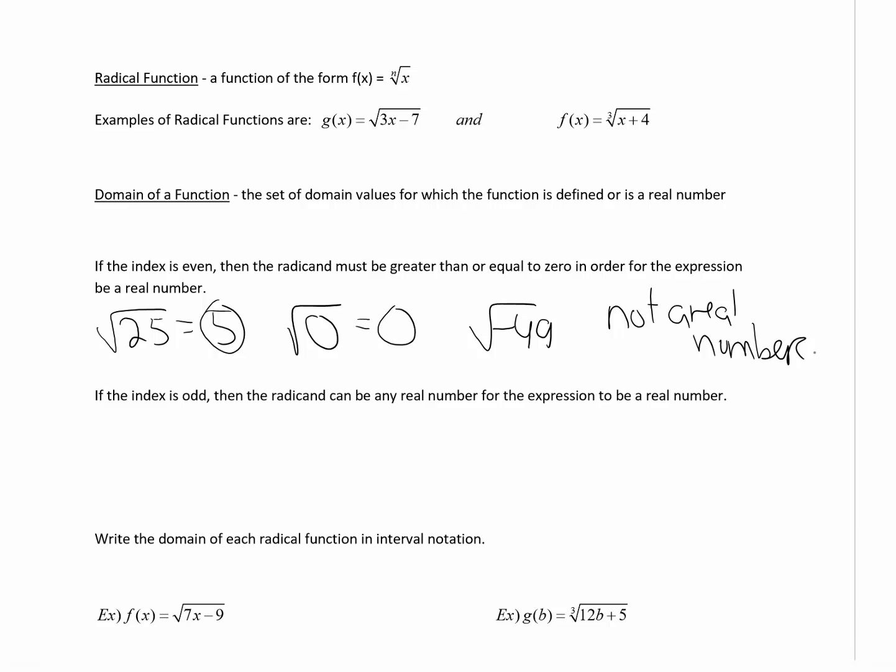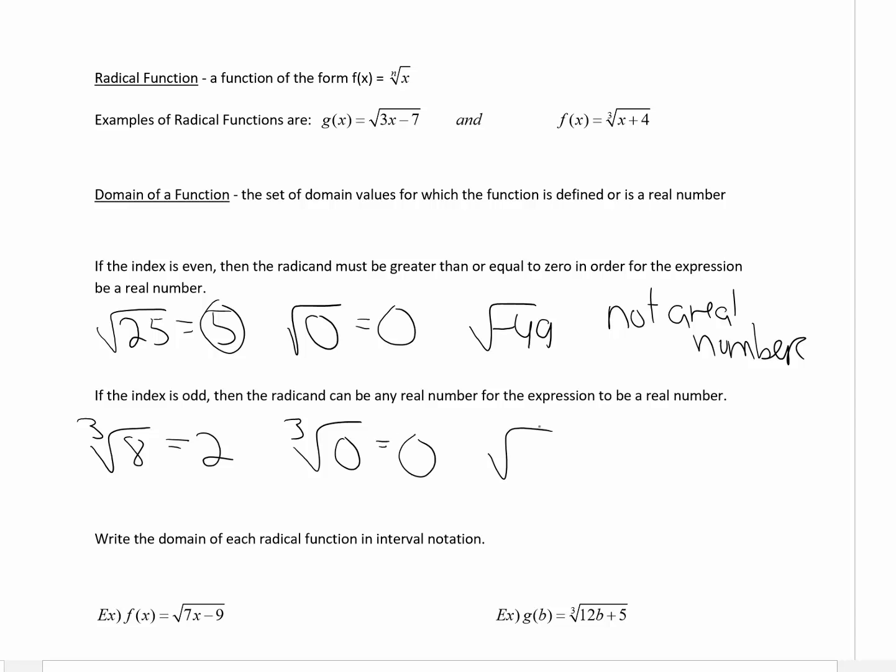Now, when the index is odd, then the radicand can be any real number for the expression to be a real number. So for instance, I know the cube root of 8 is a real number because that's 2. We know the cube root of 0 is 0. And even if I stick a negative underneath, our answer is still going to be a real number.